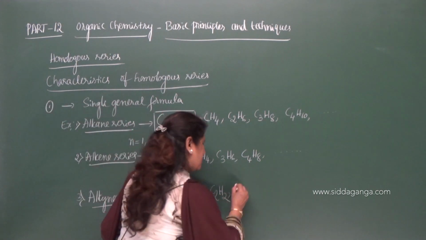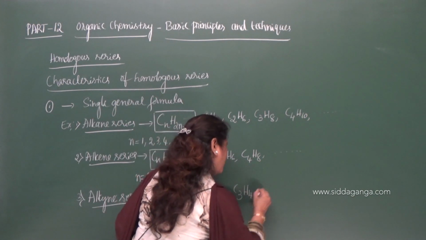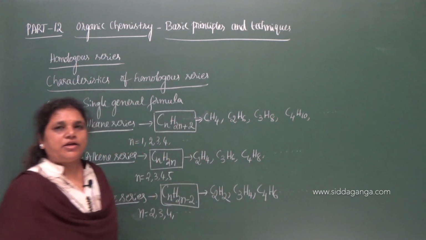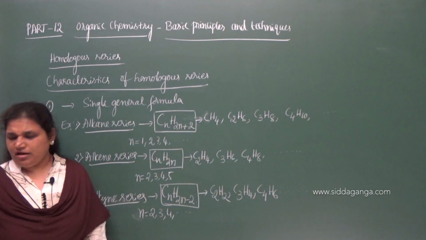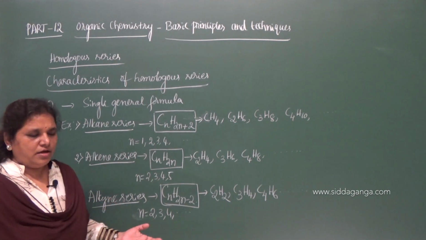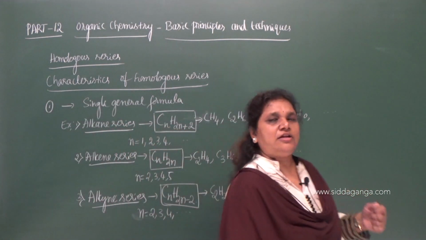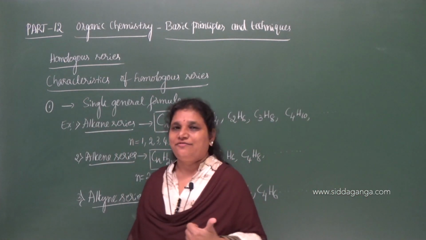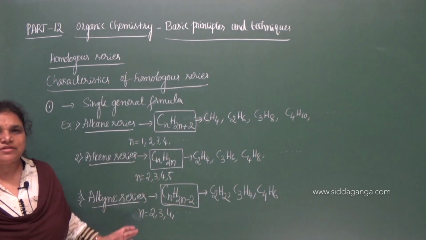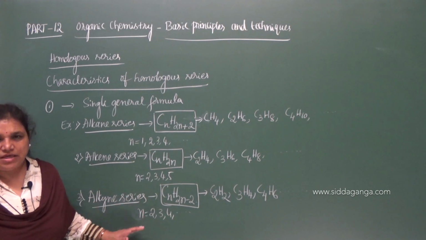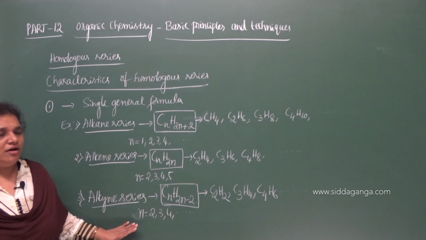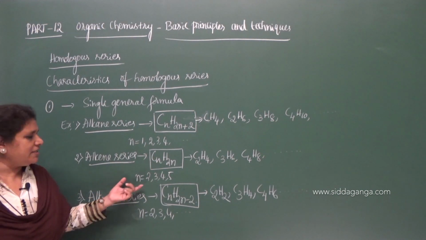Now C3H4 and C4H6. Like that we will continuously get the members of the alkyne series. Not only the alkene and alkyne series, we can also give the general formula for other classes of organic compounds. Once you know the general formula, you can write all the members of the series of that particular organic compound by giving the value of the number of carbon atoms in terms of n.